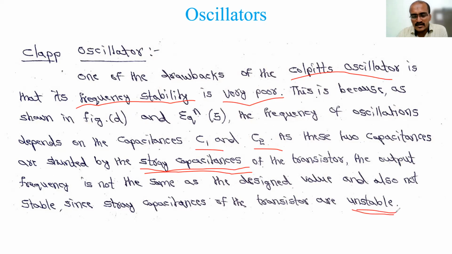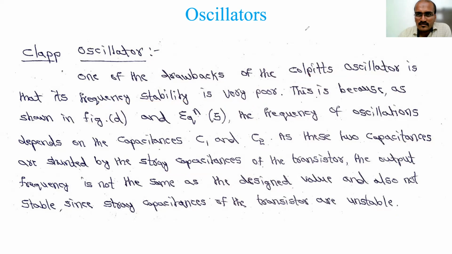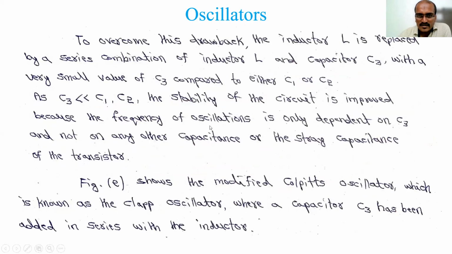So this is the discussion about stray capacitances. You can look at that on Google. It is unstable since it is in parallel with C1 and C2. It is going to limit the frequency. That's why it is going to provide less frequency stability. So this is the disadvantage part of the Colpitts oscillator. To overcome that, a little modification is done to the circuit.